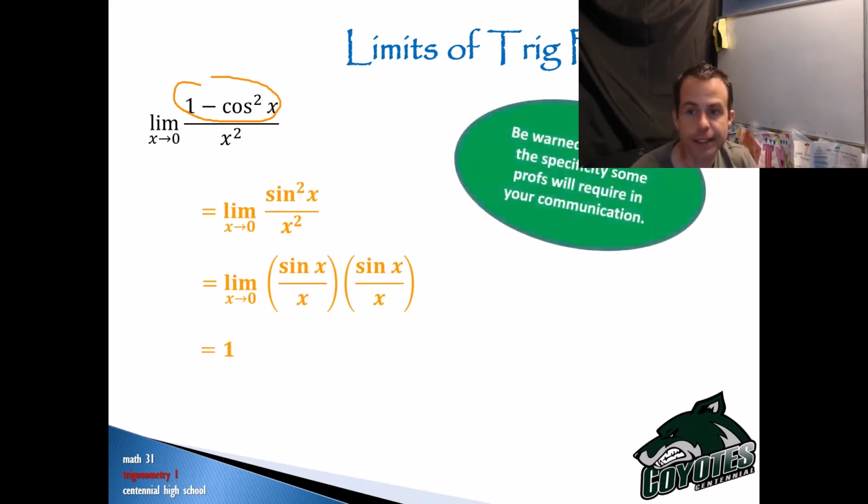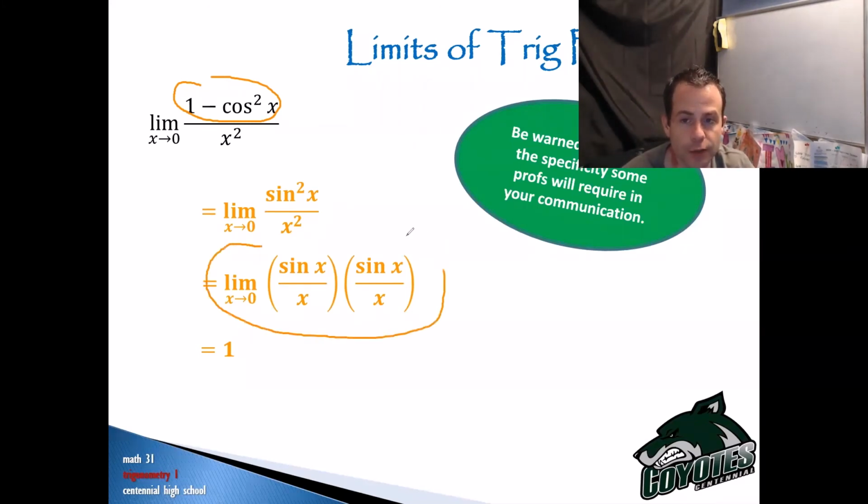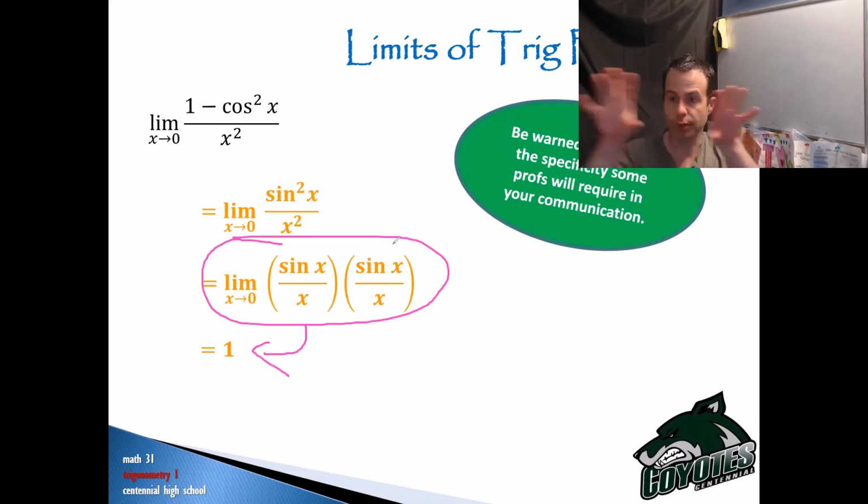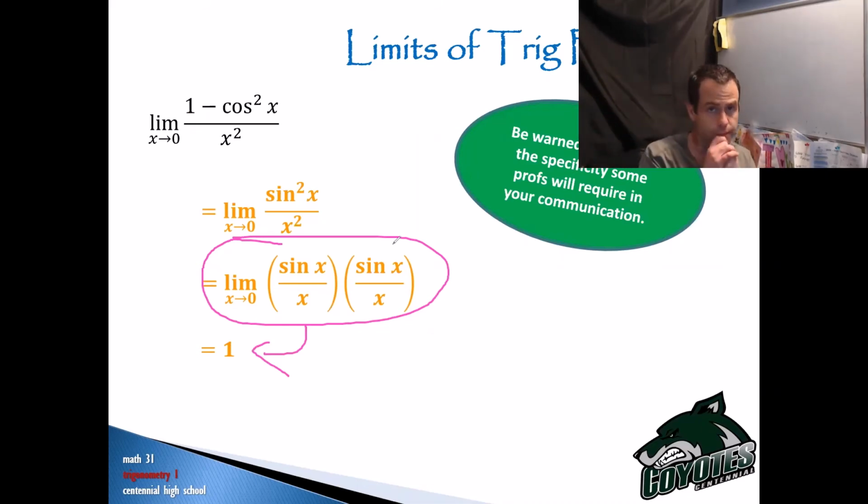Now, here's my official warning about the specificity of your communication. There will be profs out there that don't allow you to go from there directly to there. Rather, they're going to want to see that as the limit of sine x over x times the limit of sine x over x. They're going to want to see that as 2 limits first, so that then you write it as 1 times 1 and then get 1. So again, this is just me giving you a friendly warning. Certain profs are more concerned about communication than other profs.